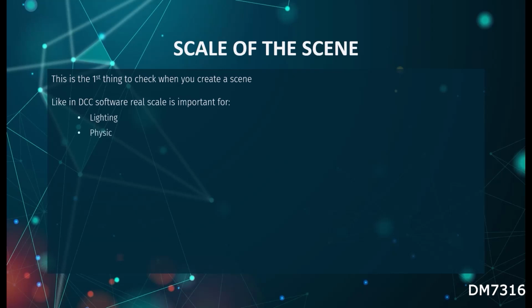Same for physics. So the Unity unit is the meter. It means 1 is equal to 1 meter. Very different from Maya. In Maya, 1 is equal to 1 centimeter. So it means you have a table. If it's a table of 1.5 meters, in Unity it will be 1.5, but in Maya it will be 150. So be very careful with that.